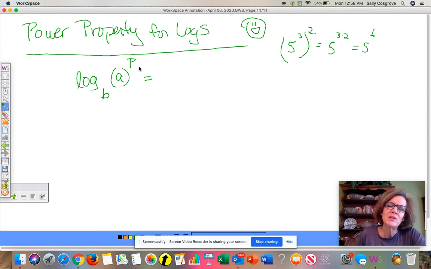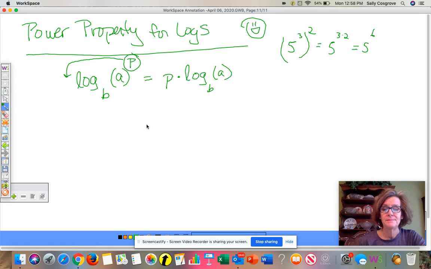So what is the special rule? Well, this is pretty cool. This guy just comes right out front. And we can rewrite it like this. The log base B of A to the P is the same as P times the log base B of A. That's the power property. Pretty nifty. The exponent on the argument becomes a multiplying factor out front.